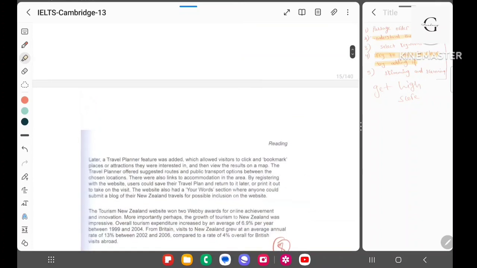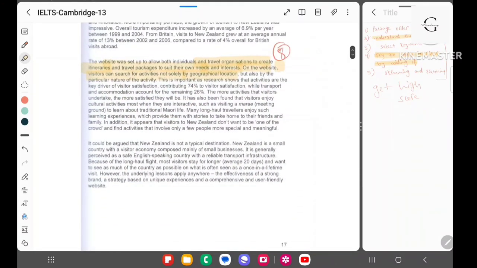Let's go to the paragraph. So I just found my 9 approximate here. So I'm going to just read after that. Yeah, I got just 26 here because it's quite easy to find the numbers. Yeah, so they're saying this is important as research shows that activities are the key driver of visitor satisfaction, contributing 74% to visitor satisfaction, while transport and accommodation account for the remaining 26%.